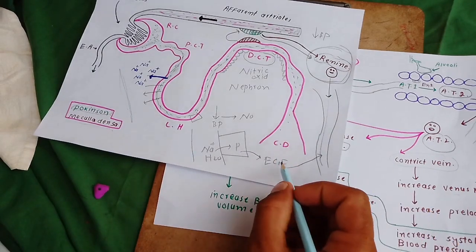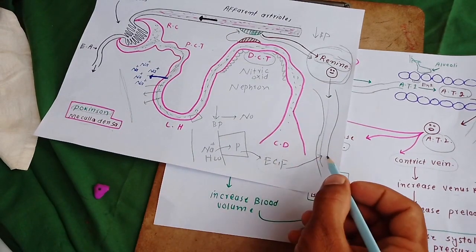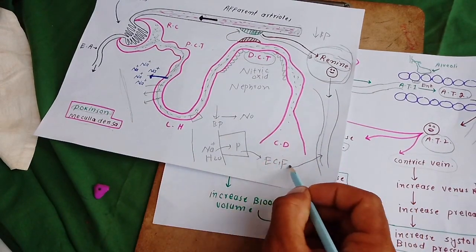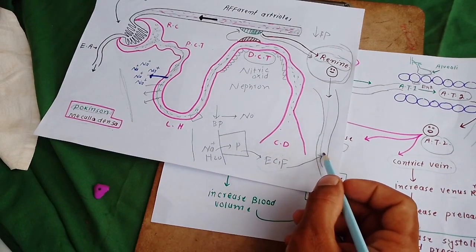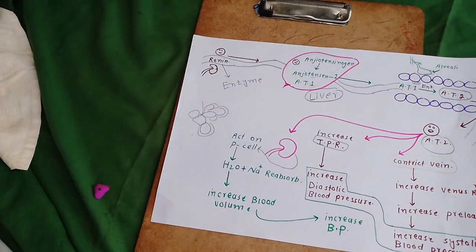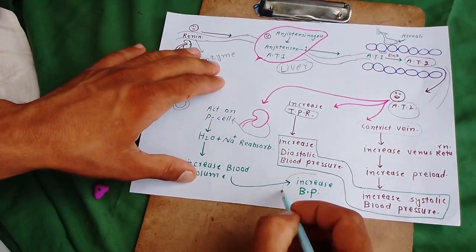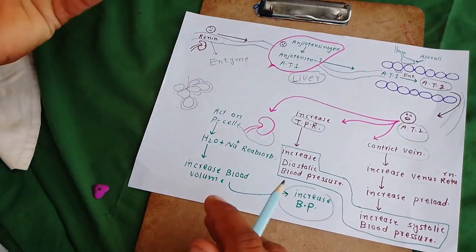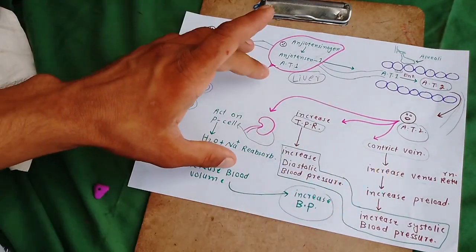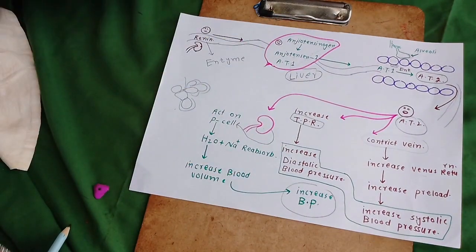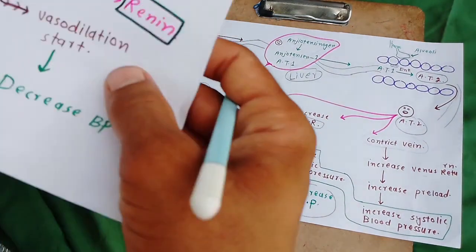So it increases the BP. It increases the volume of the extracellular fluid, and some of the water goes back to the blood vessel. So it increases the blood volume and increases the BP. This is a very special and very interesting mechanism.